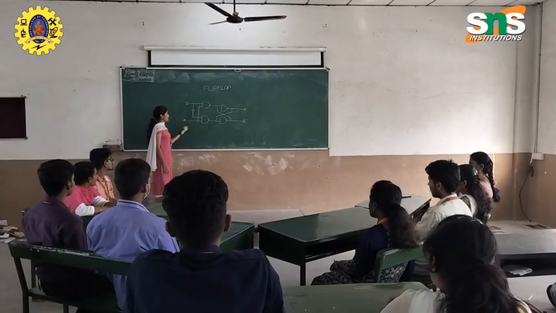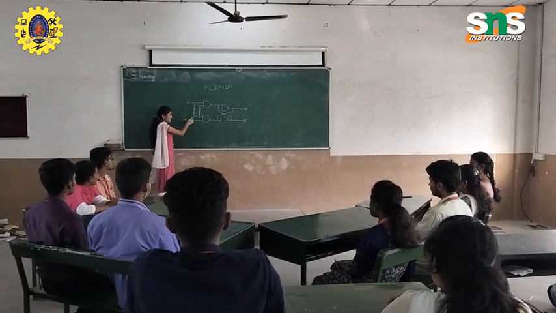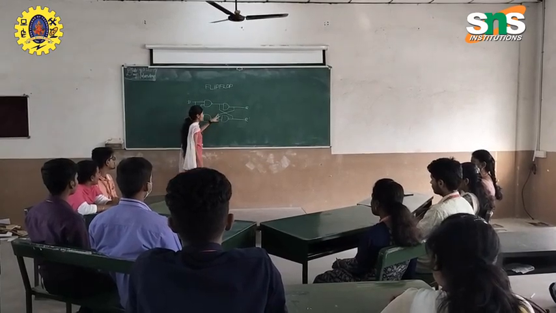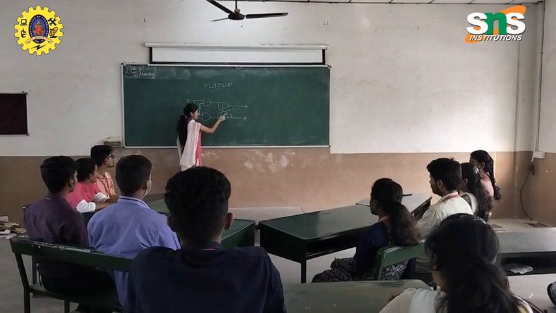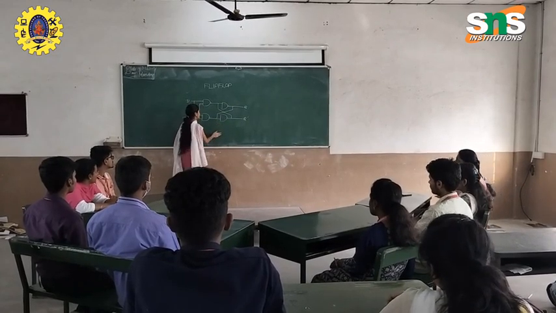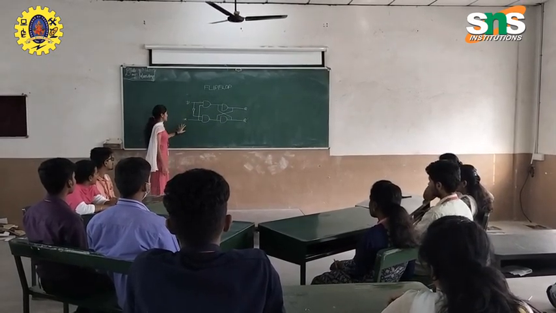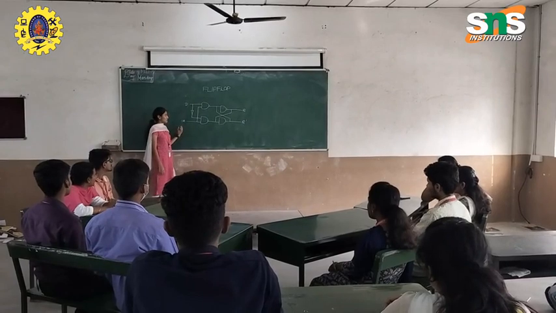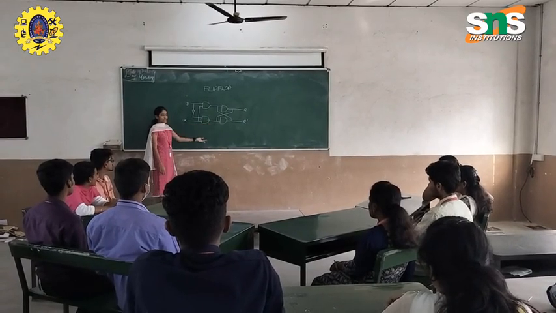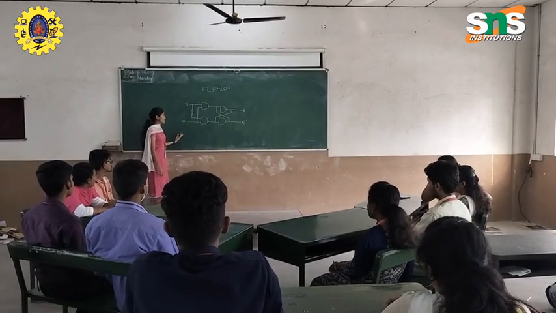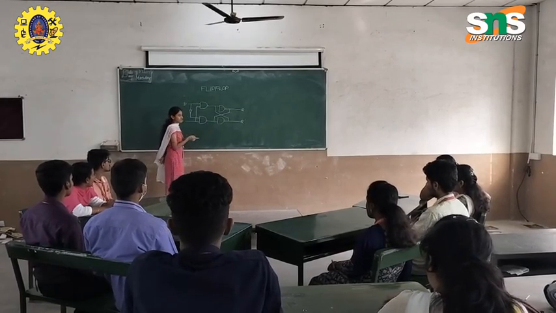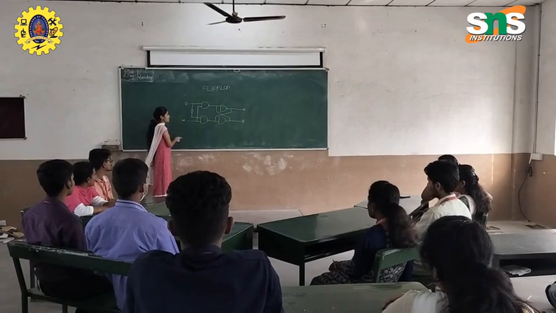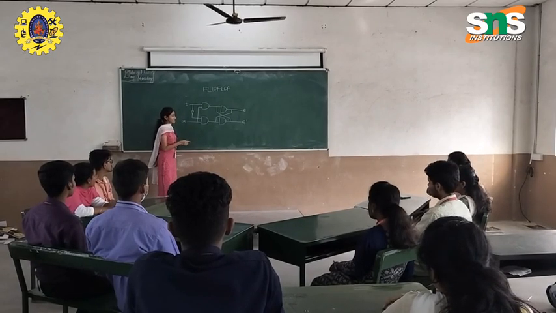the D will be reversed by using the inverter. Then the output of these two NAND gates is given to the other two NAND gates. And if the clock pulse is 0, the output will be in memory. If the clock pulse equals 1, D equals 0 means Q will be 0 and Q dash will be 1. If D equals 1 means Q will be 1, Q dash will be 0.